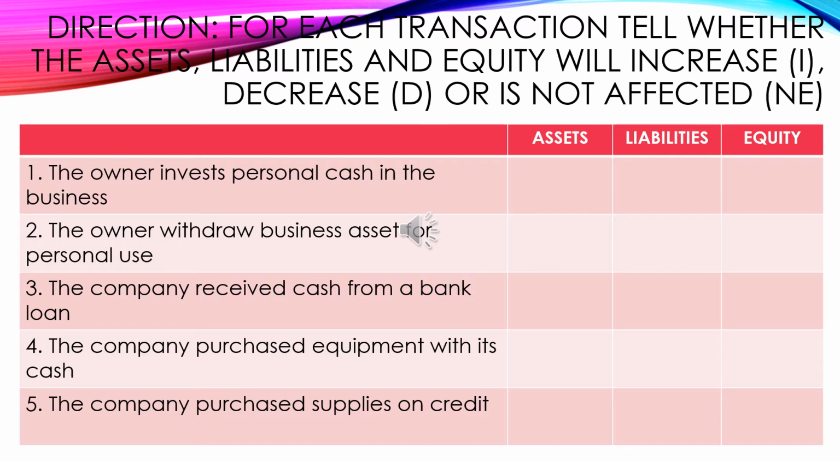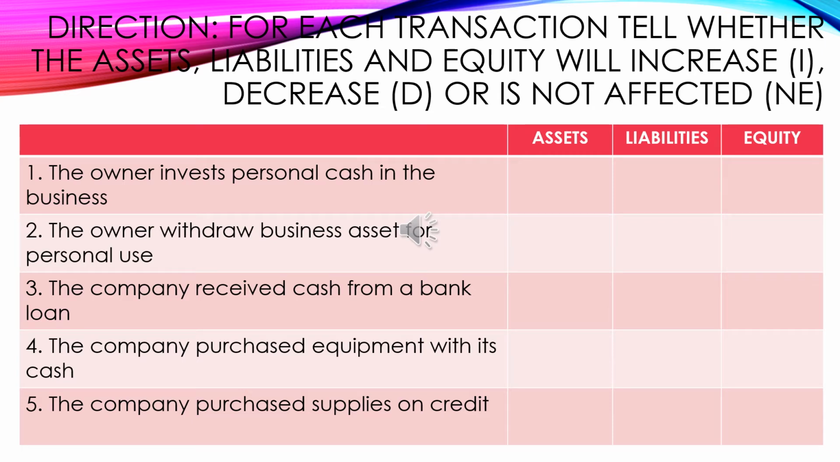So what does that mean? So that means assets will increase because of the cash invested by the owner. And then for number 2, the owner withdraws business assets for personal use. So one example of this is, when we say business asset, it could be in the form of cash, equipment, supplies. So those are examples of business assets which the owner used not for the benefit of the business but for personal use.